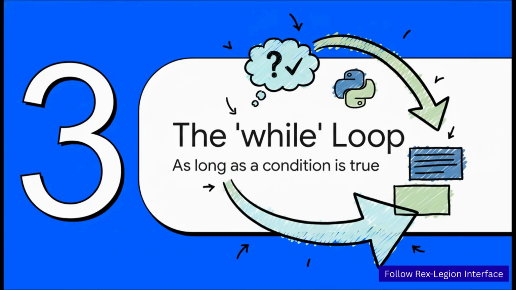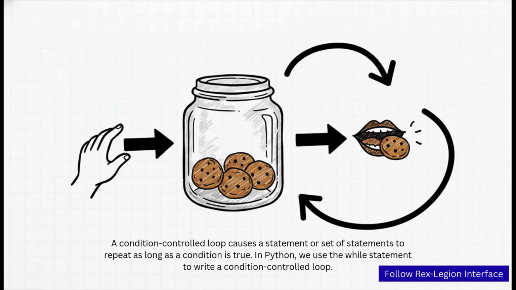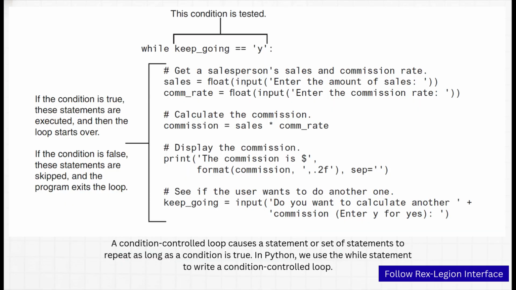Now, the condition-controlled loop in a language like Python is called the while loop, and its logic is super intuitive. It's all right there in the name. Seriously, the name tells you everything you need to know. While a certain condition is true, the code inside that loop will just keep on executing. It's a simple idea, but it's an incredibly flexible tool for controlling how your program flows.